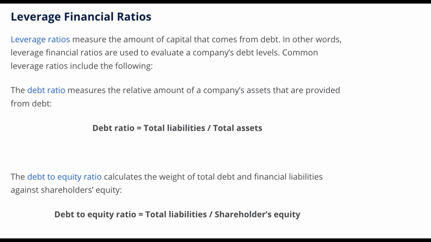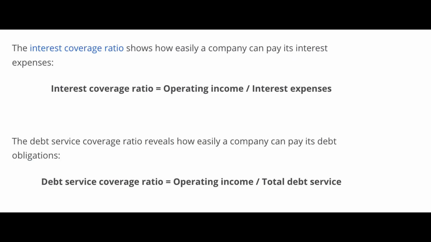The debt-to-equity ratio calculates the weight of total debt and financial liabilities against shareholders' equity. Debt-to-equity ratio equals total liabilities / shareholders' equity. The interest coverage ratio shows how easily a company can pay its interest expenses. Interest coverage ratio equals operating income / interest expenses. The debt service coverage ratio reveals how easily a company can pay its debt obligations. Debt service coverage ratio equals operating income / total debt service.